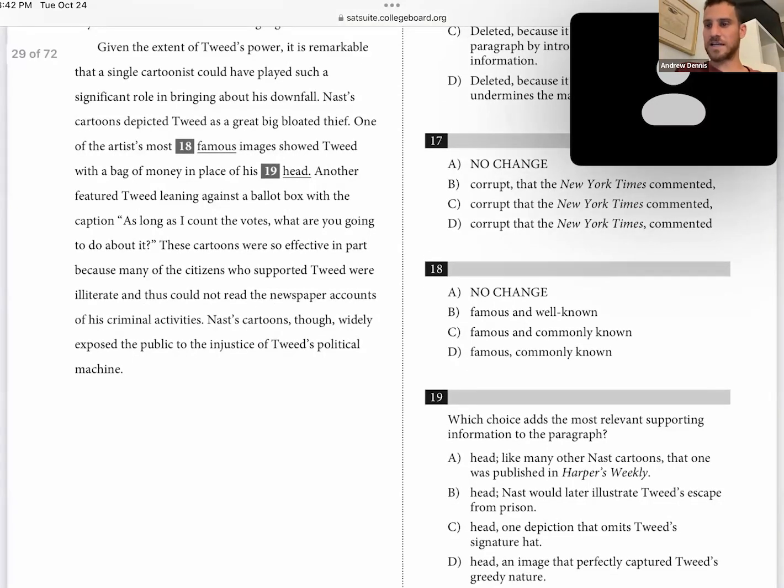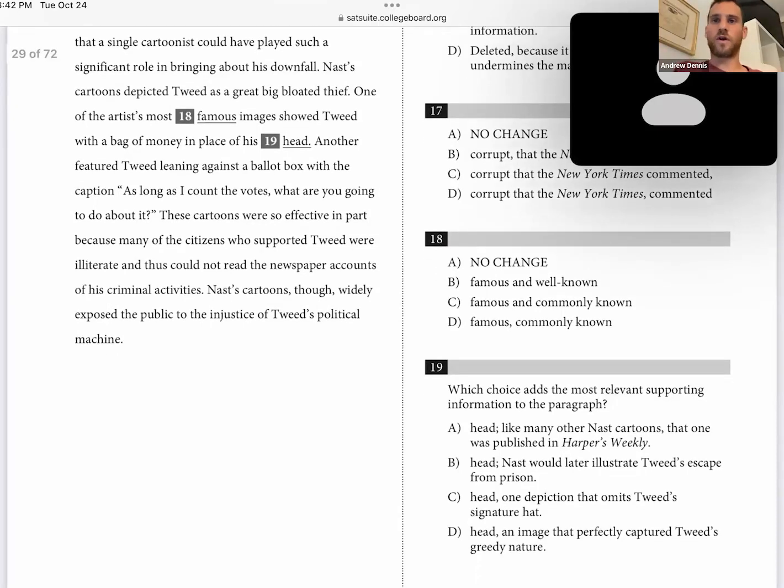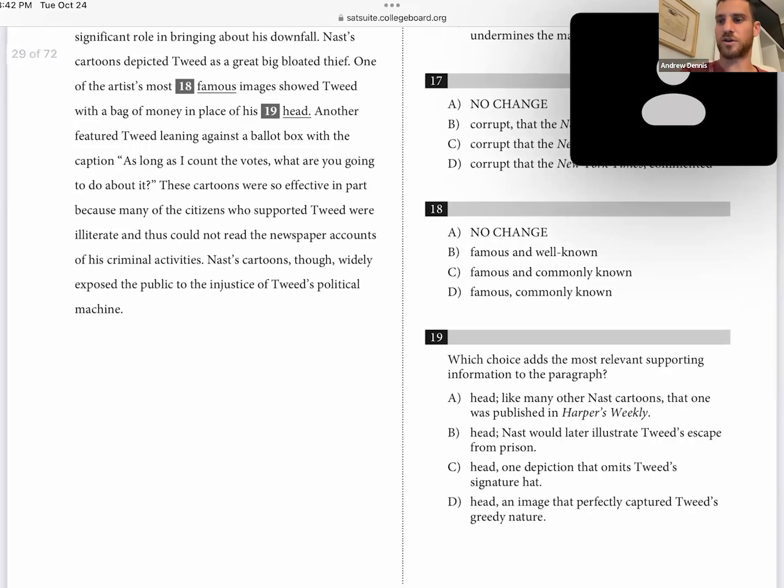Which choice adds the most relevant supporting information to the paragraph? One of the artist's most famous images showed Tweed with a bag of money in place of his head, and he was depicted as a big bloated thief. Like many other Nast cartoons, that one was published in Harper's Weekly. Nast would later illustrate Tweed's escape from prison. One depiction that omits Tweed's signature hat. An image that perfectly captured Tweed's greedy nature. Another featured Tweed leaning against the ballot box with a caption, "As long as I count the votes, what are you going to do about it?"